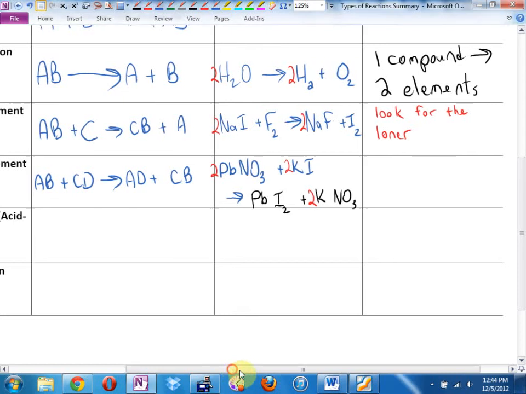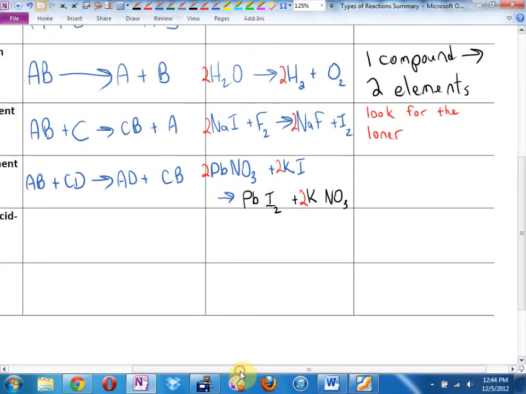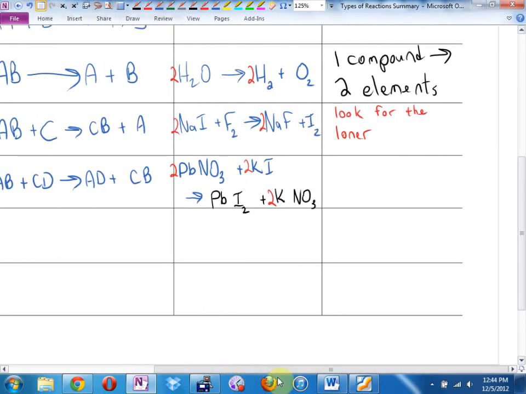How can you recognize a double replacement? Did we balance this? I don't know if we did. I'm not going to worry about it. How can you recognize a double replacement reaction? You want to look for 2 pairs, and it's metal, non-metal, plus metal, non-metal. And they swap.